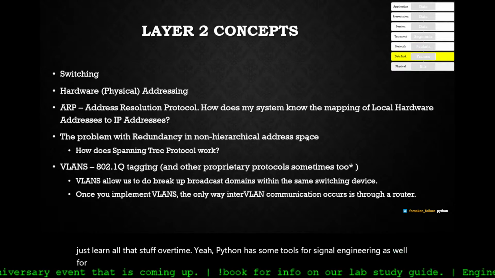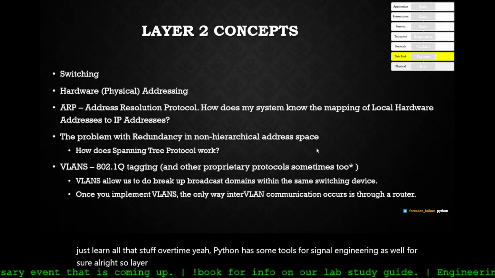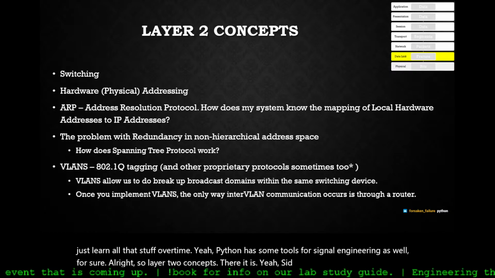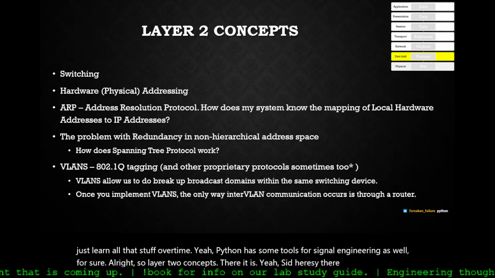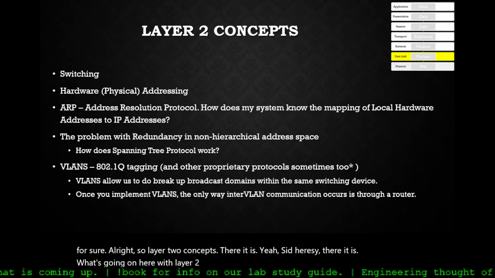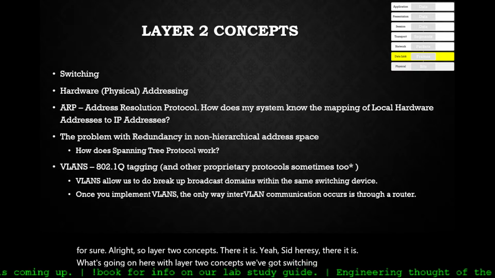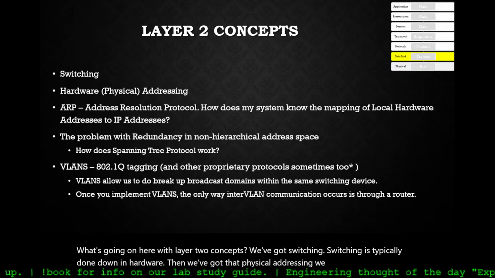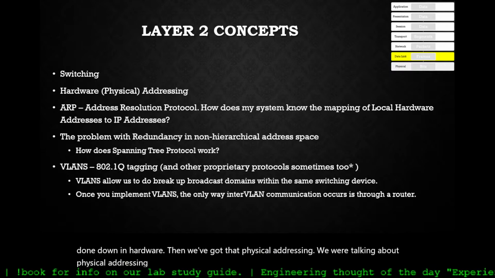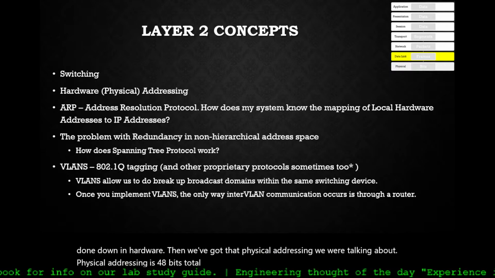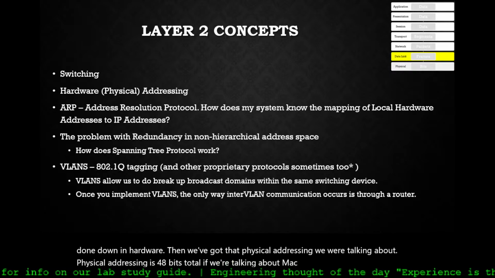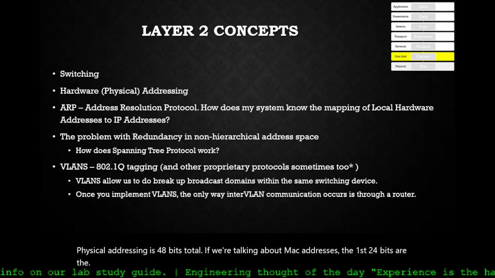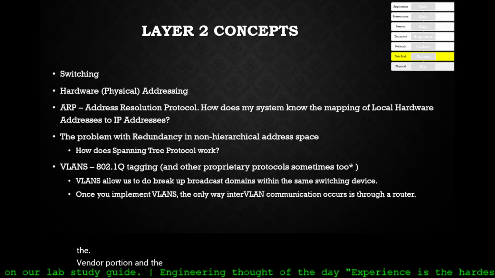All right, so layer 2 concepts. There it is. What's going on here with layer 2 concepts? We've got switching, which is typically done down in hardware. Then we've got that physical addressing we were talking about. Physical addressing is 48 bits total if we're talking about MAC addresses. The first 24 bits are the vendor portion, and the last 24 bits are the host portion.